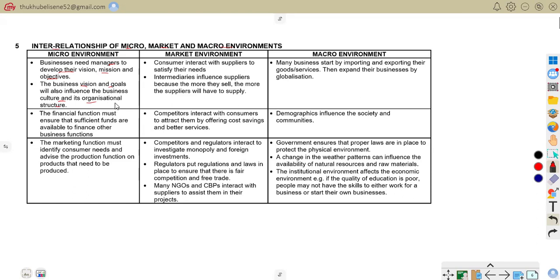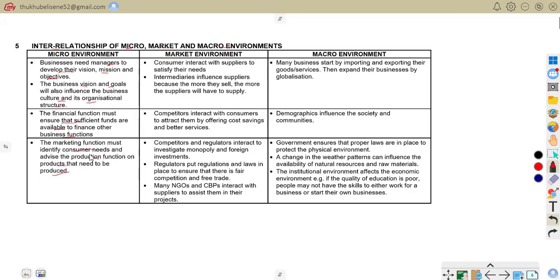Also, it says the financial function must ensure that sufficient funds are available to finance other business functions. So this means money is needed so that other departments can work properly. For example, the finance department provides funds for buying raw materials. Hope we are together.